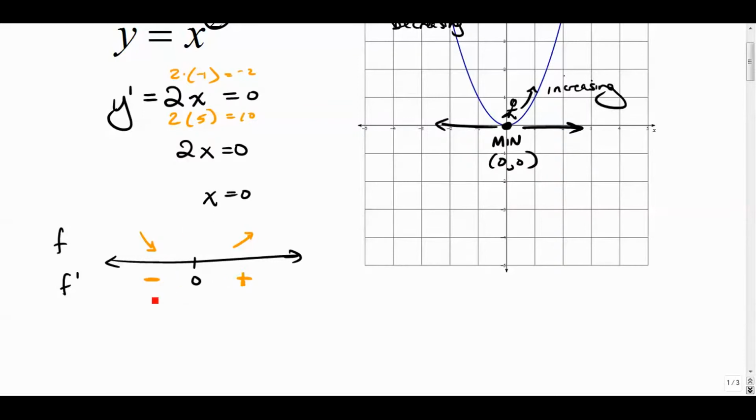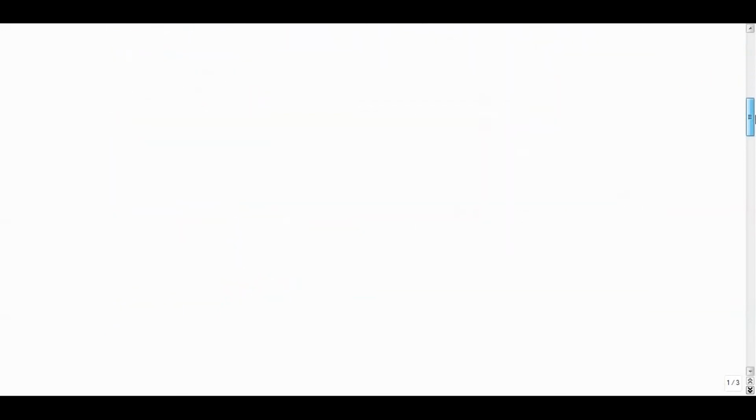So when we have a change between a negative and a positive right here, the derivative is negative, and then it turns from negative to positive at 0, that's a minimum value. So our function decreases from negative infinity to 0, and it increases from 0 to infinity. Decreases, increases. Let's take a look at number 2 here.